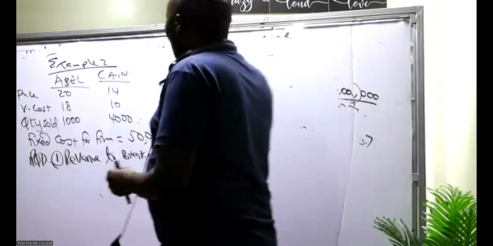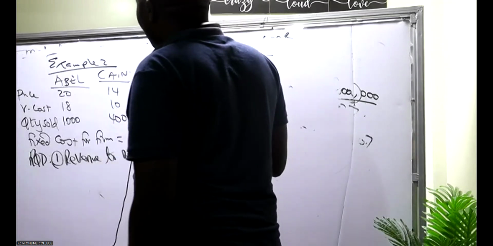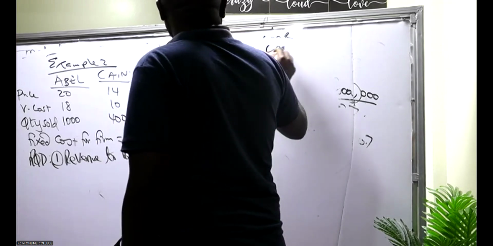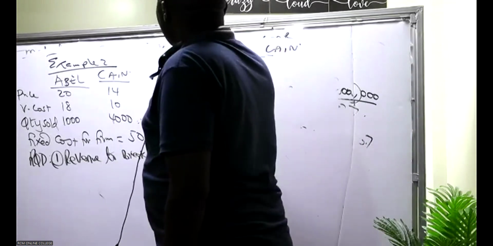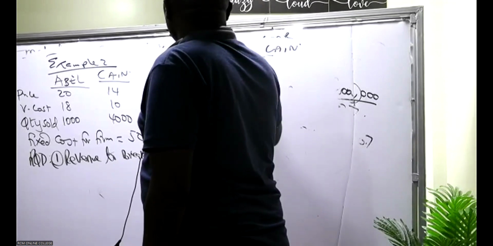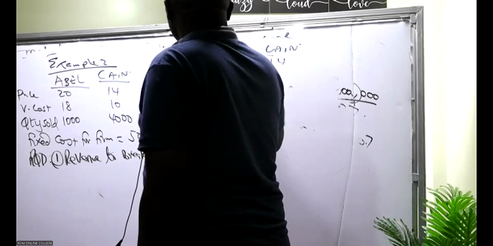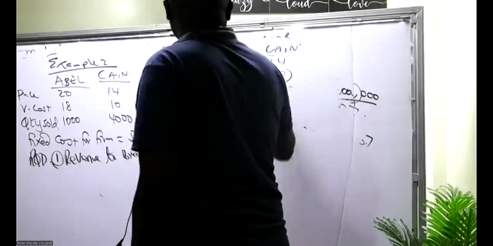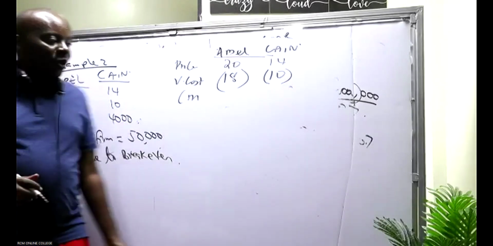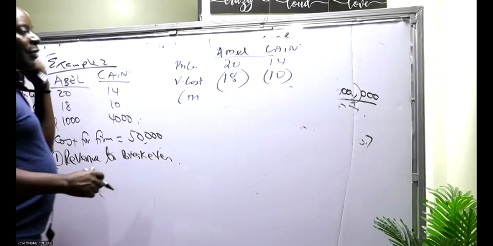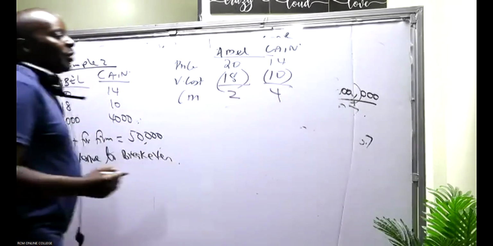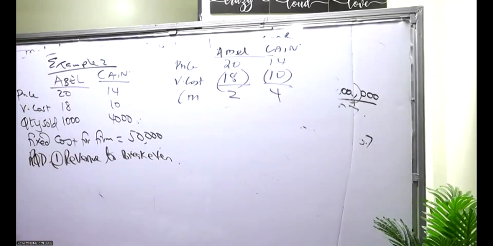Okay, so what do we have here? The first thing that I'll do, of course, there are 3 marks. I'll write here Abel, Cain. So I'll write here price, 20 and 14, variable costs, 18 and 10. Then I'm able to get my contribution margins very fast. I'm so sure everybody got that. So this is 2 and this is 4, like that.